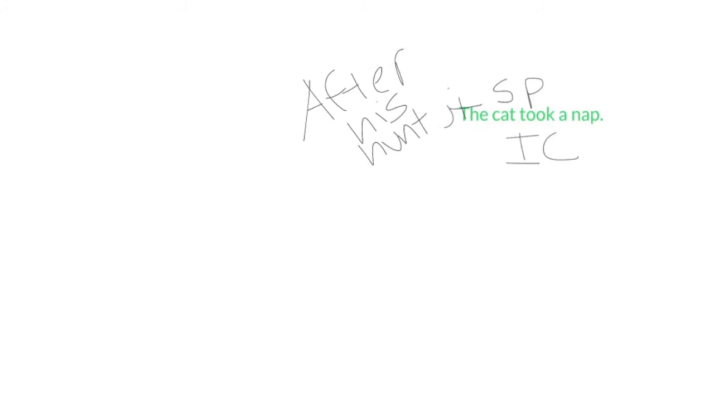After his hunt, by the way, is a phrase. After is working as a preposition. His hunt is a noun. It is not a complete clause or a dependent clause on its own.